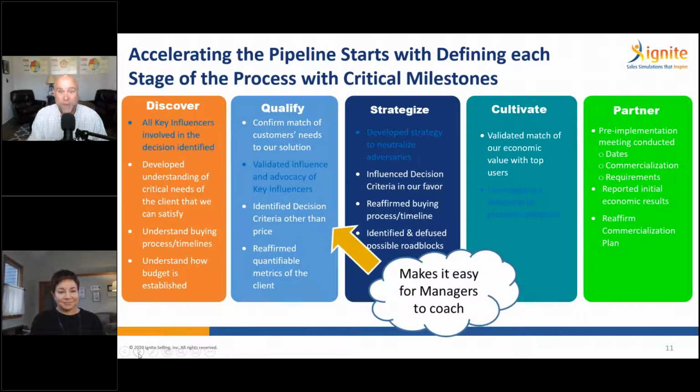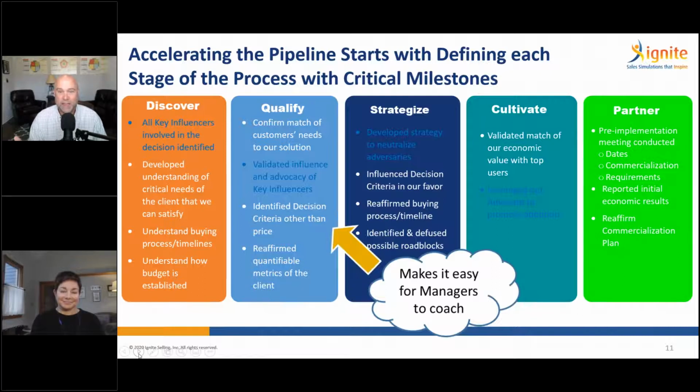These particular milestones create the job aid for the managers to use to help accelerate the process. If Meredith was coaching me, and I tell her that I have an opportunity in the strategize stage, Meredith is smart enough not to simply ask me, did I accomplish the milestones? Let's just take this one: identified decision criteria other than price. Meredith's going to ask me a question that simply says, Steve, how does the decision criteria of the top 2 influencers differ?